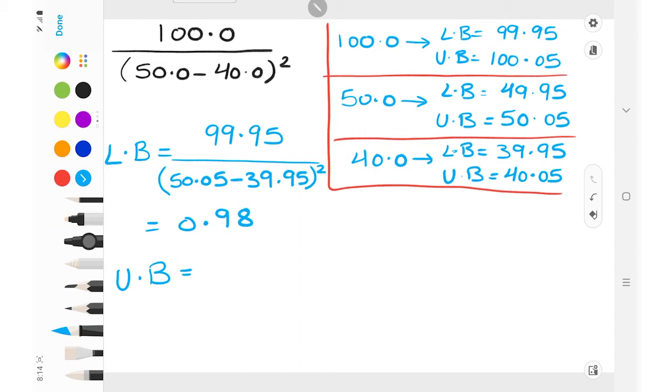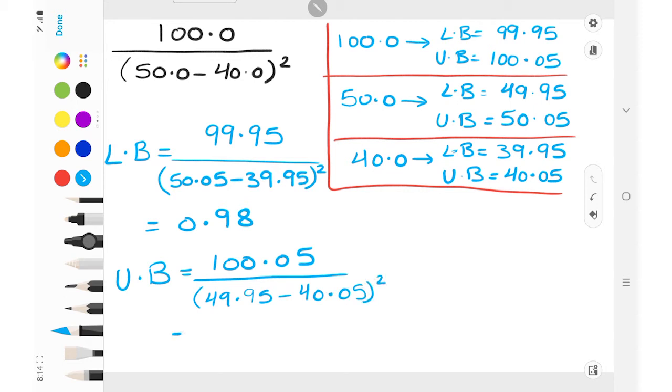For the upper bound, my upper for the 100 is 100.05. And the lower for the down part. My lower of the 50, 49.95, minus the upper for the 40.05, all squared, and it's 1.02. That's it. Just follow the rule. You don't need to think, you don't need to do anything. Just follow the rule. It's simple as that. We will do another example.